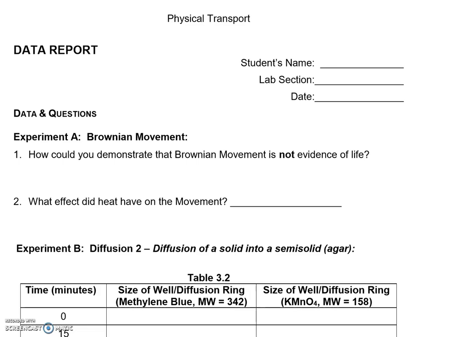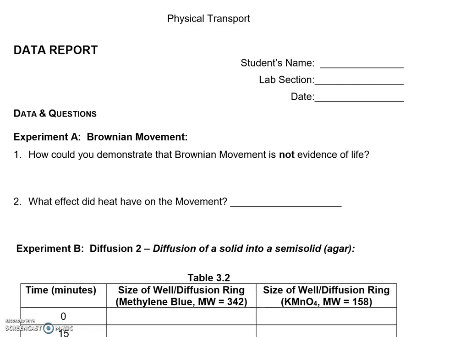Now let's take a look at the data report for the physical transport lab. The Brownian movement, experiment A, you didn't get to do. If you would have done it, it would have looked like putting a drop of milk that was boiled and a drop of India ink to mix them on a slide and take a look under the microscope.